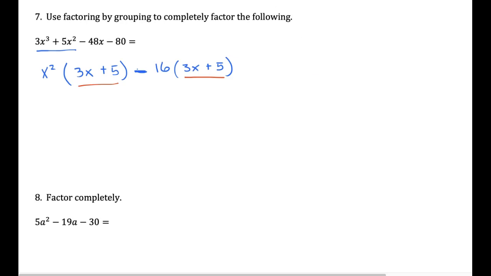So now if we take 3x plus 5 out of both of those terms, so we're going to take this out of the first set of terms here, okay? And what we're left with is x squared on the first one. If we take a 3x plus 5 out of this second set of the expression, we're left with a minus 16. Minus 16.